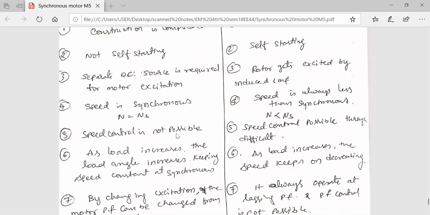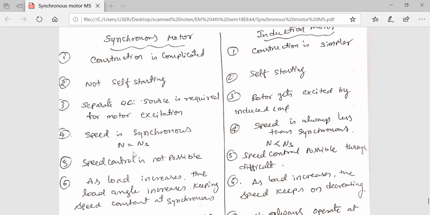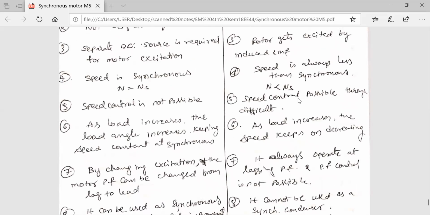And the speed of the synchronous motor, N is equal to Ns. N means rotor speed is equal to synchronous speed. But in the case of the induction motor, the rotor speed is always less than the synchronous speed. Suppose the synchronous speed is 1500 rpm, then the rotor speed is also 1500 rpm in a synchronous motor. But in the induction motor, the synchronous speed is 1500 rpm though the rotor speed is less than this. Normally, probably it is 1440 rpm, okay, depending upon the slip.